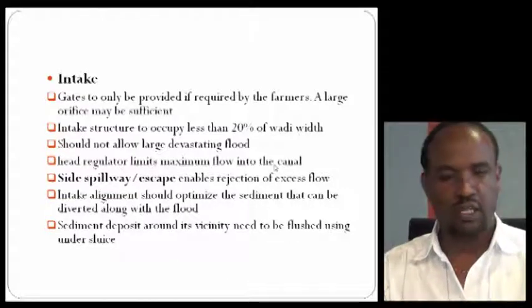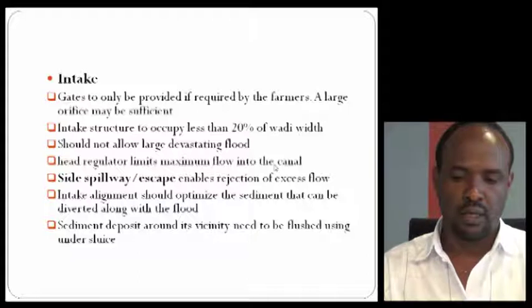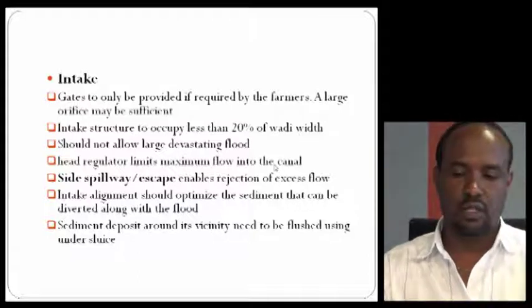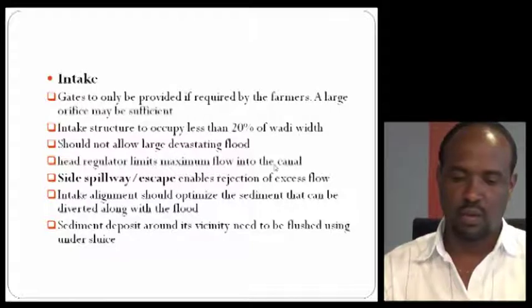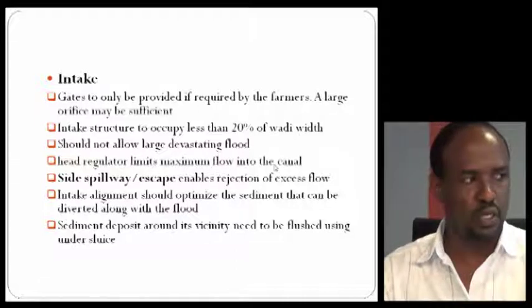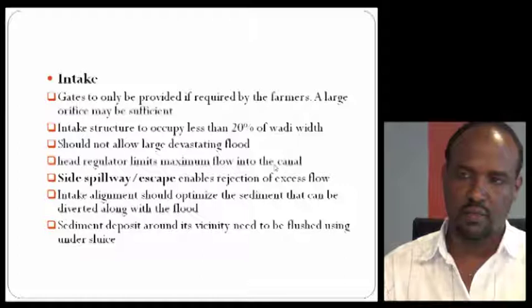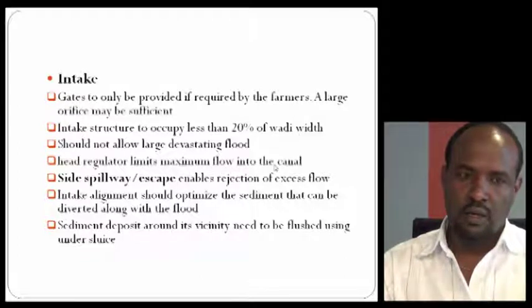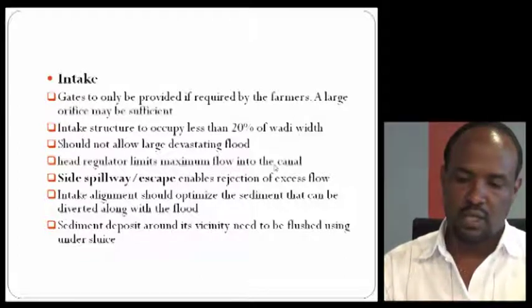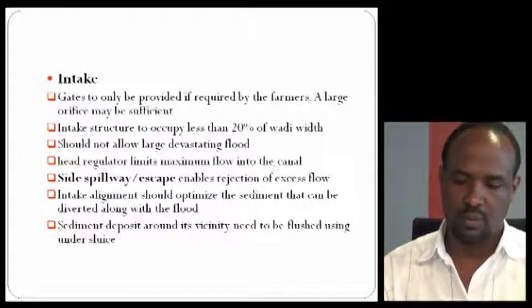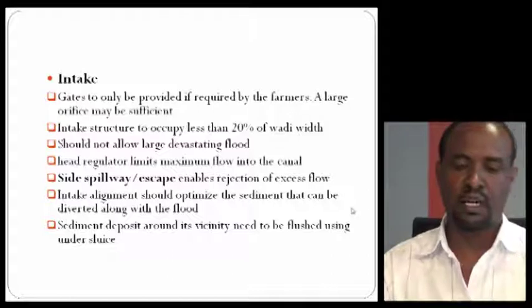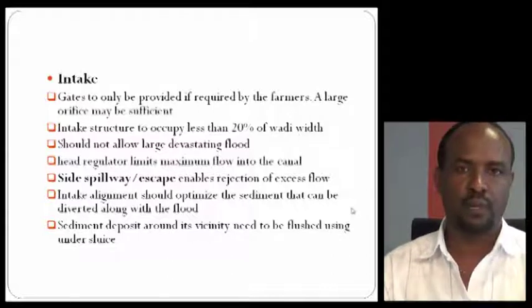And sometimes if the head regulator is not there, then a free intake could be provided, and downstream of the free intake a side spillway or escape should be provided, so that if a bigger flood is diverted or enters through the intake, then it has to return to the main stream through these escapes. And intake alignment should be optimized, given the sediment that can be diverted along with the flood.